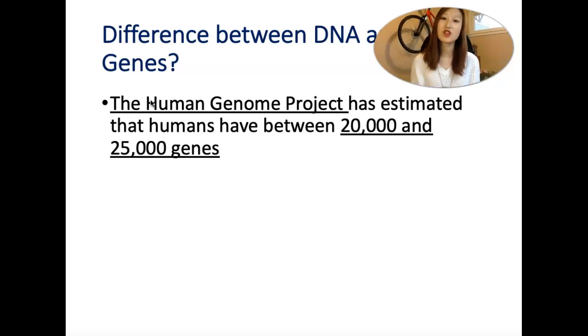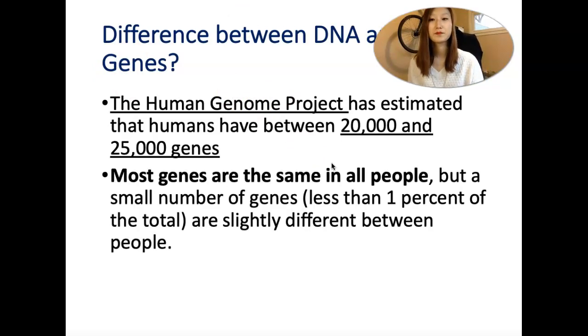The Human Genome Project: just for your information, you don't actually have to remember these numbers, but a human has between 20,000 and 25,000 genes, right? You should already know that in each human somatic cell you have 23 pairs of chromosomes. If you only had one gene on each chromosome, you would only have 46 genes. But that's not how it works. We have 20,000 to 25,000 genes, which tells you that each piece of DNA has a lot of genes on it. And then it says most genes are the same in all people, right?